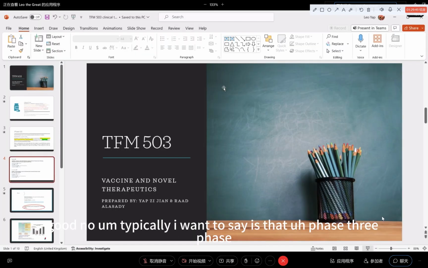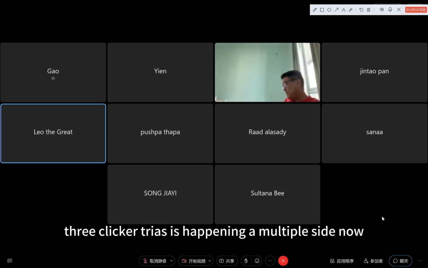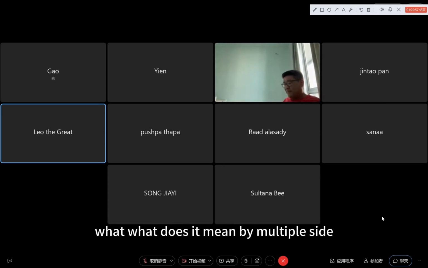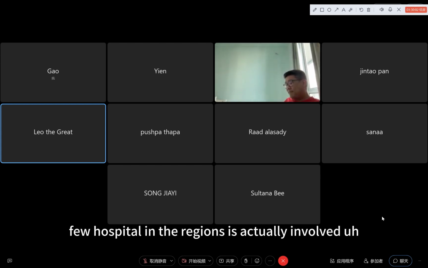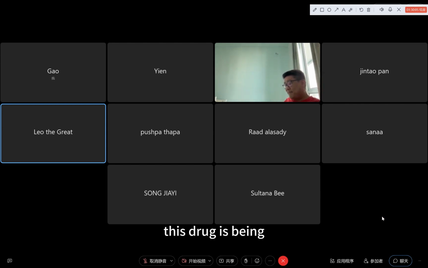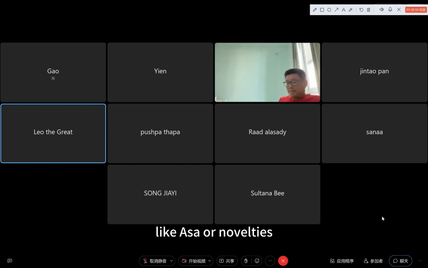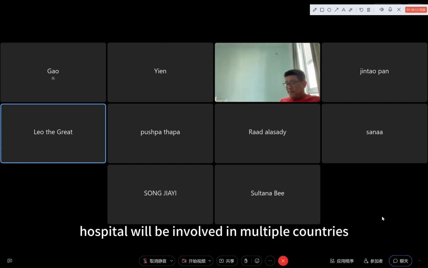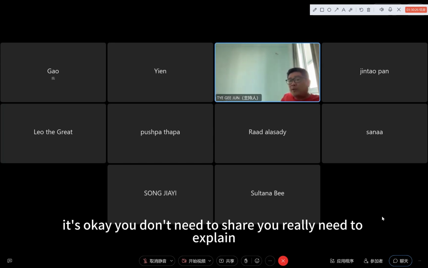Typically, what I want to say is that phase three clinical trials happen at multiple sites. What does it mean by multiple sites? It's not just a few hospitals in the region. Let's say this drug is coming from a pharmaceutical company like AZ or Novartis. Probably the tested sites will be hospitals in multiple countries, a lot of countries. If you like, I can share the internet result. It's okay, you don't need to share, you only need to explain.